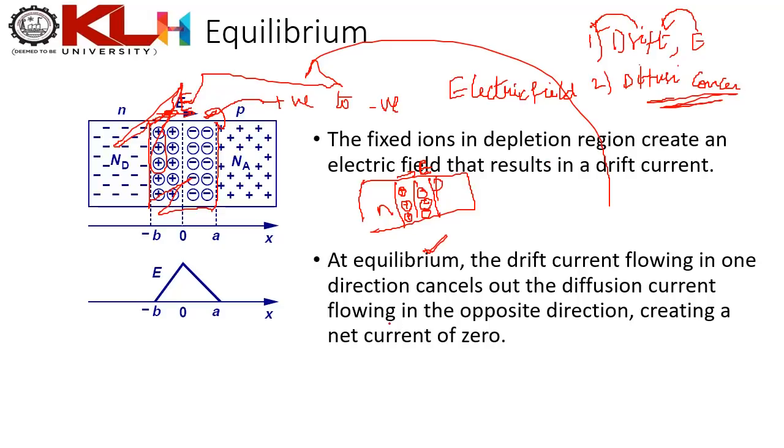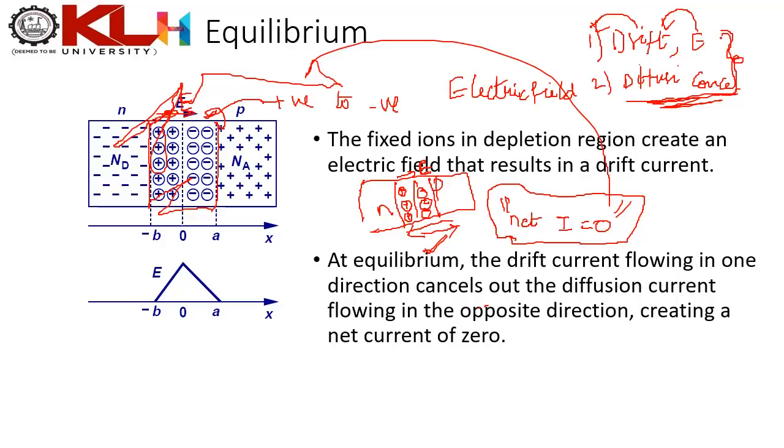Beautiful, isn't it? So at equilibrium, the drift current that is flowing from N to P cancels out the diffusion current that is coming in the opposite direction, and it exactly cancels. So the net current flow across the junction is equal to 0. Beautiful, isn't it? So when do you say the PN junction is in equilibrium? When the net current flow is equal to 0. How is this net current flow equal to 0? Because these two physical phenomena are cancelling out each other.